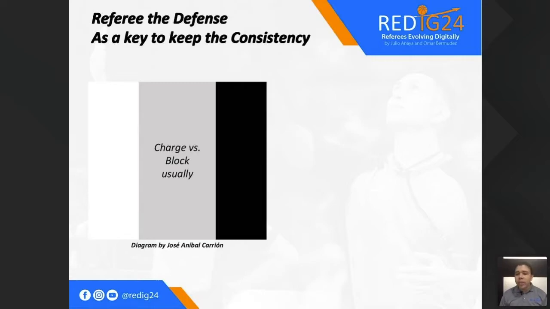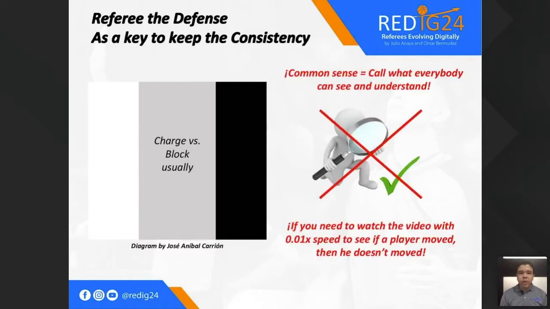So a person can watch one thing: if he established, if he was vertical, if he moved forward, if he moved backwards. And this is why these calls are mainly in this gray area. But what can we do when we have these types of calls in this gray area? First, we need to use common sense. What is common sense? It is to call what everybody can see and understand.